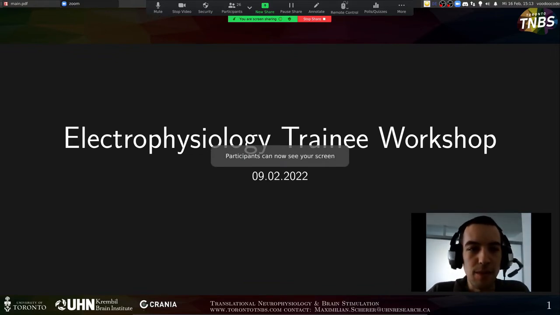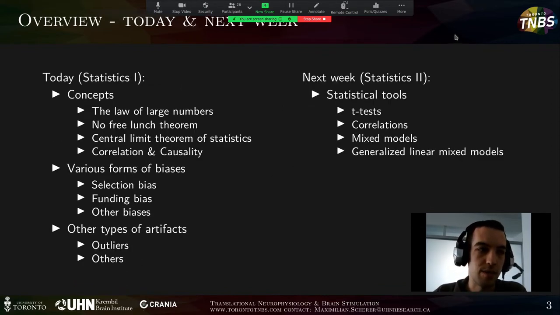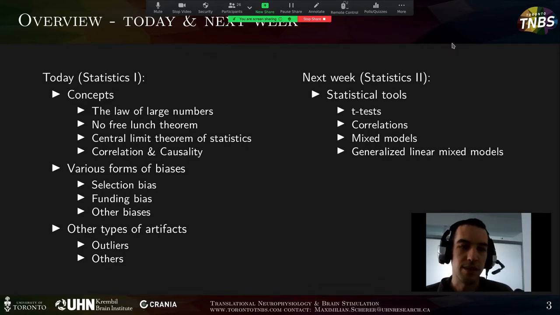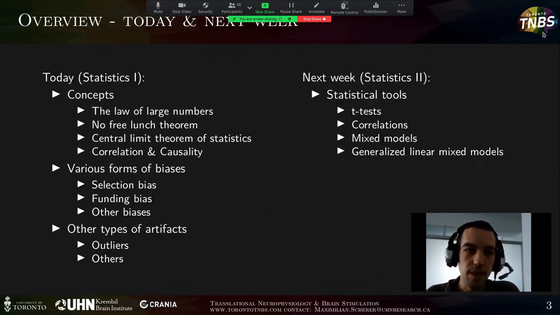So welcome to the third session of our electrophysiology trainee workshop. Today's topic is going to be statistics one, in which we are going to look a little into some basic statistical concepts, and then we are going to look across a number of statistical biases which usually come up and should ideally be avoided if possible.